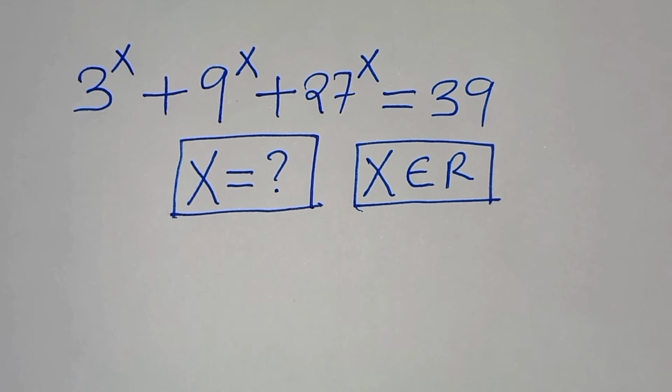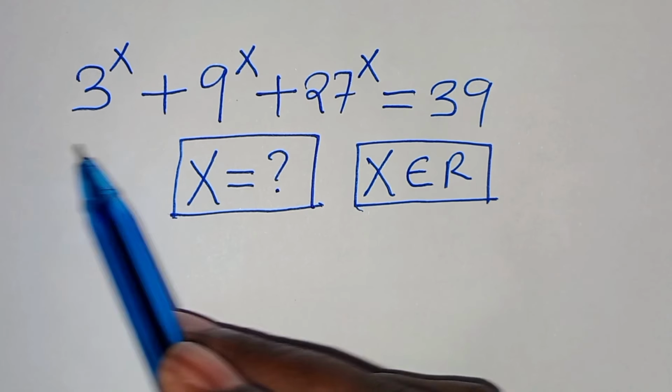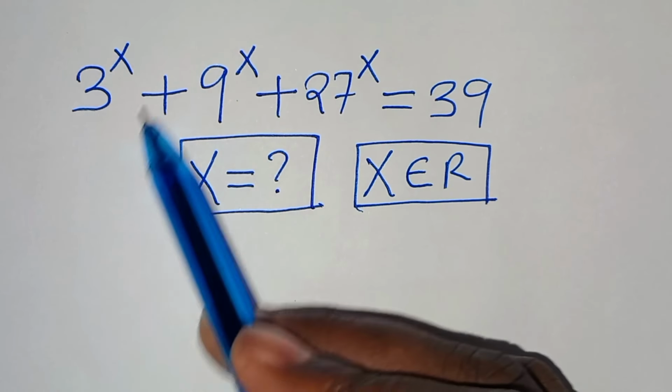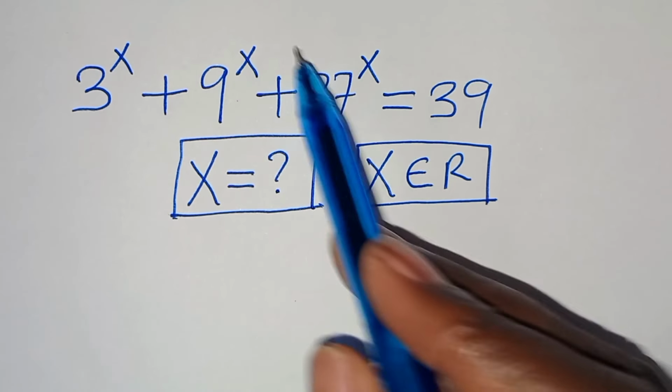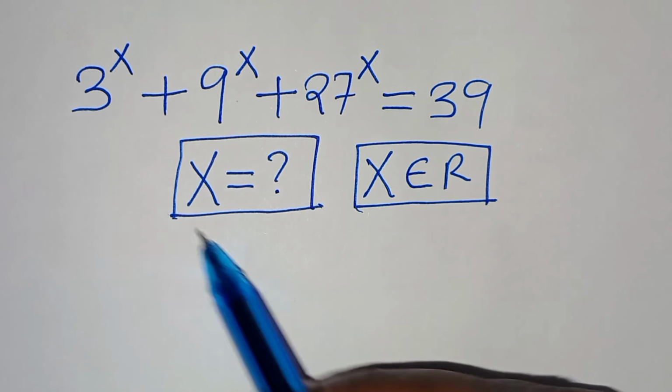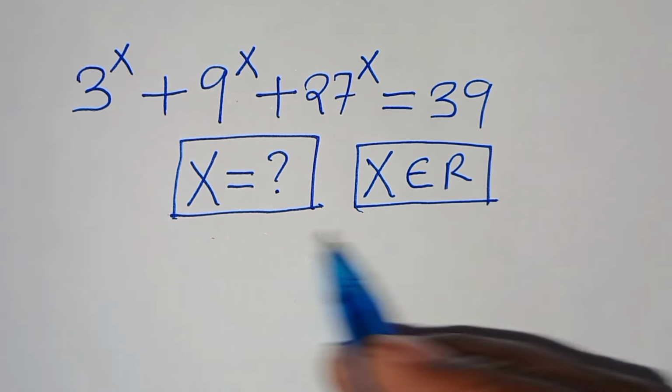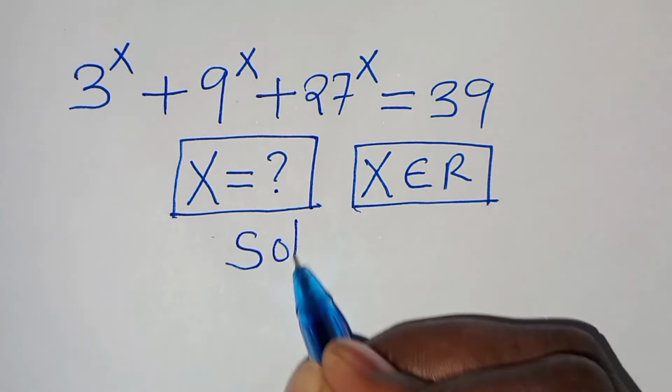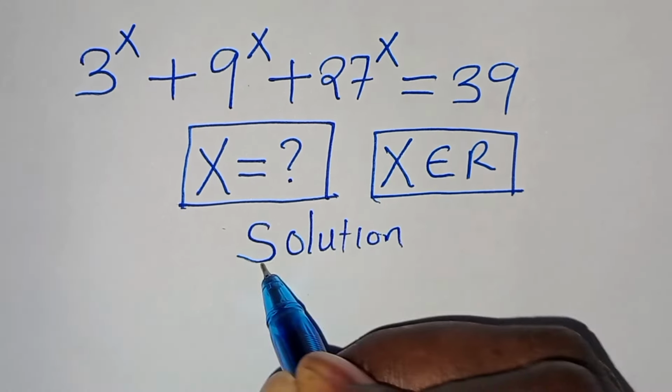Everyone, you're welcome to solve this nice algebra problem, which is 3 to the power of x plus 9 to the power of x plus 27 to the power of x. This is equal to 39. What is the value of x given that x is a member of real numbers? So let's provide a solution from here.